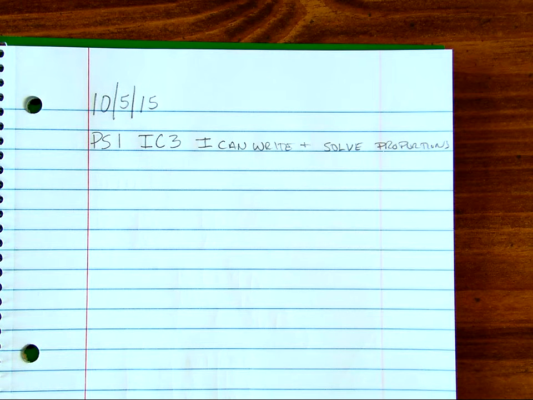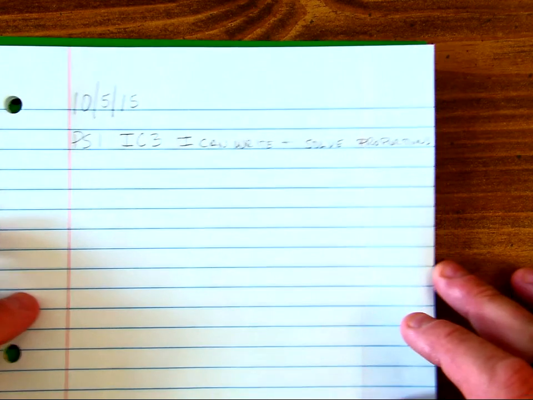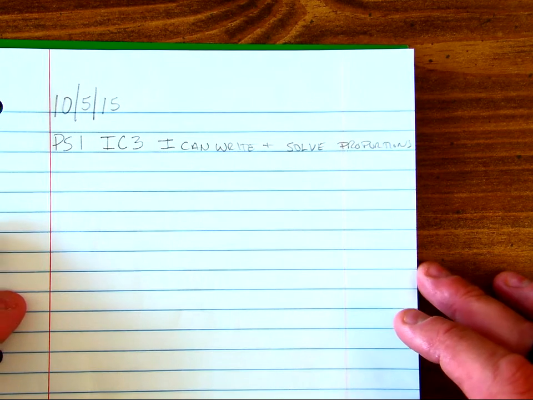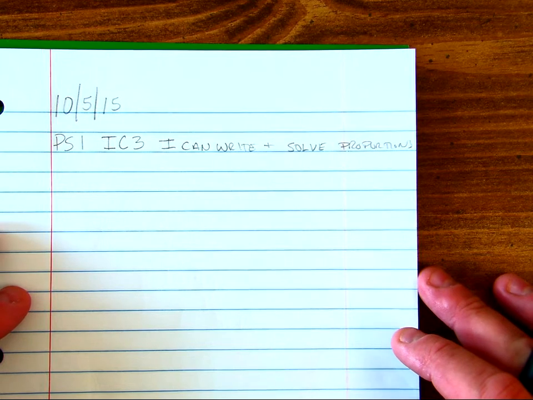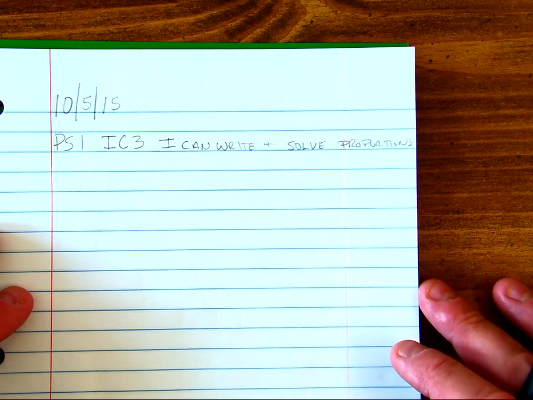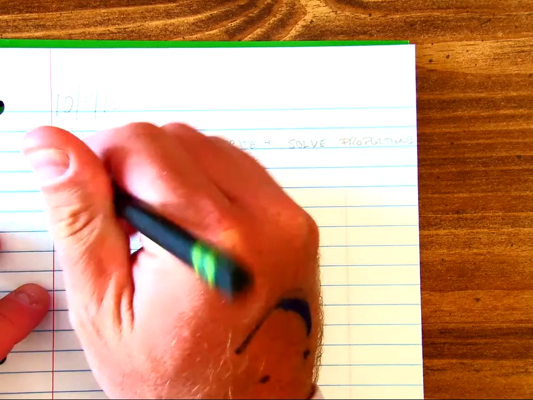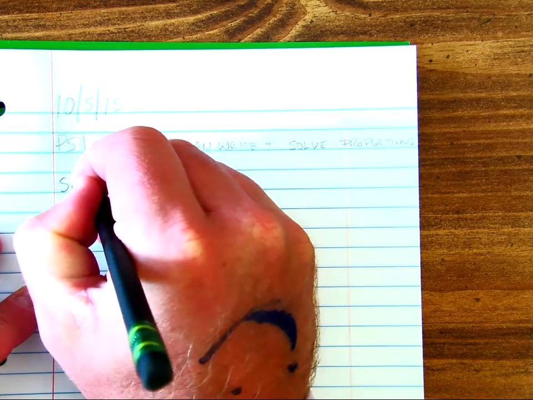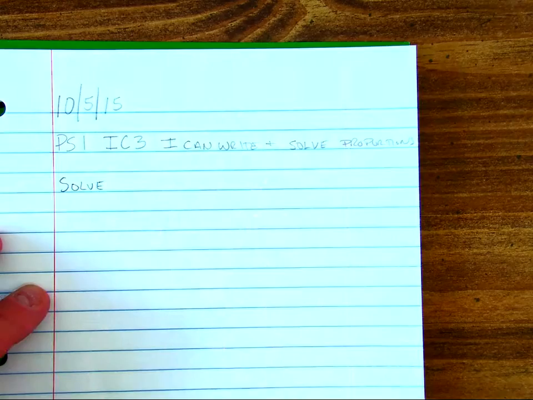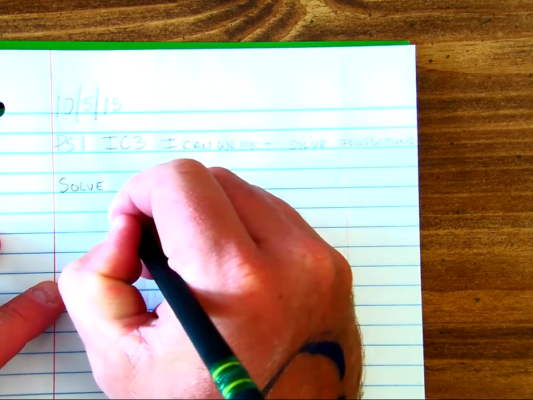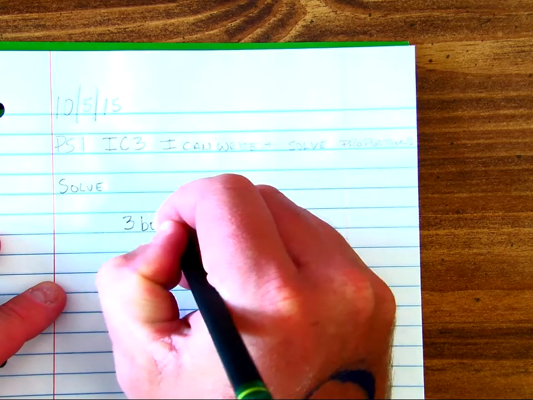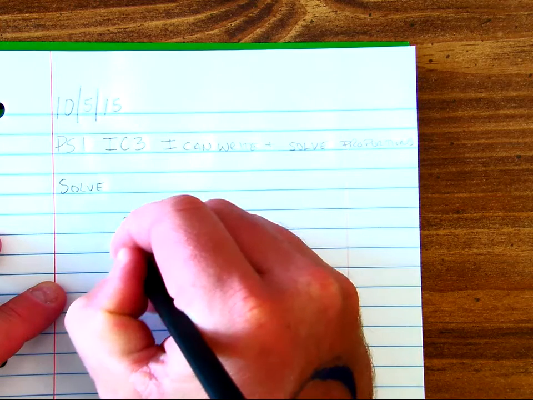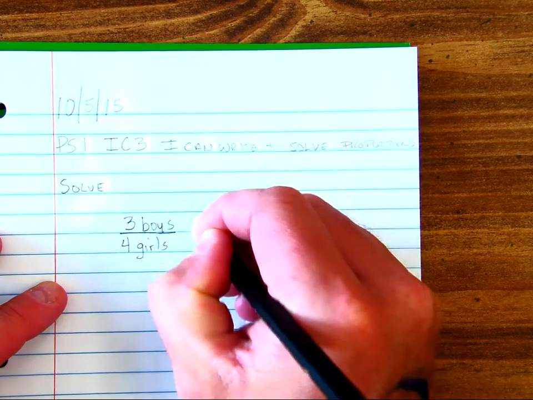All right, let's start where we left off last week, Thursday. We were talking about Power Standard 1, I can Statement 3, I can write and solve proportions. We discussed what is a proportion. And we said that a proportion was two equivalent ratios.